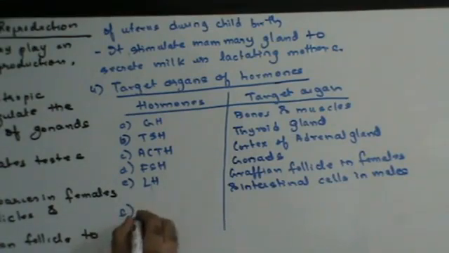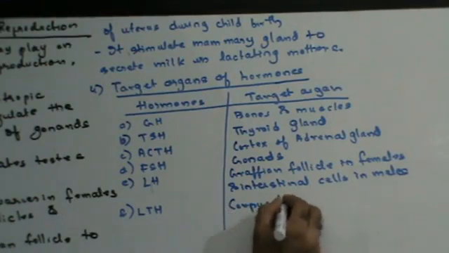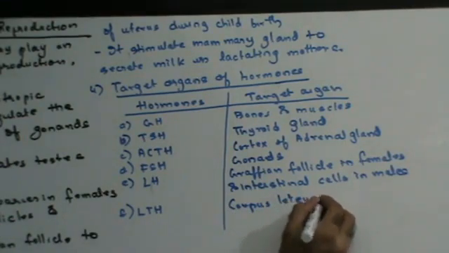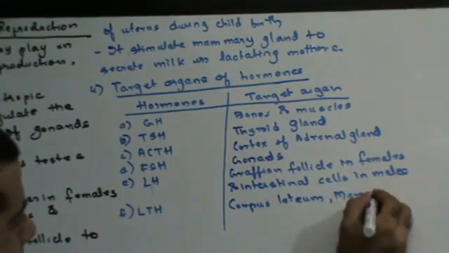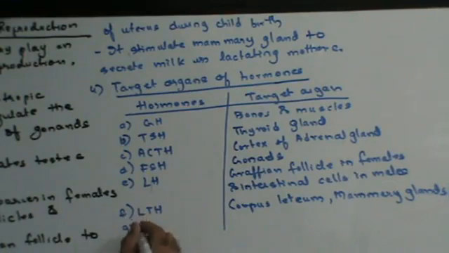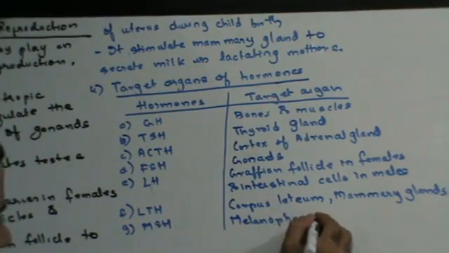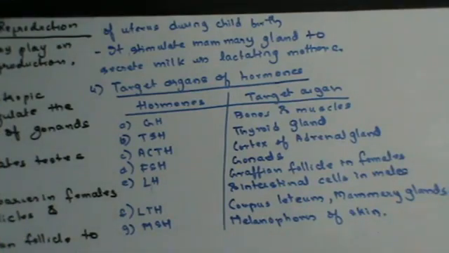Next, the LTH, that's your luteotropic hormone, which is also called prolactin. It works on corpus luteum and mammary glands. Then you have the MSH, that is melanocyte stimulating hormone, which works on melanophores of skin. Fine, do we get this? Now, let's see the thyroid hormones.